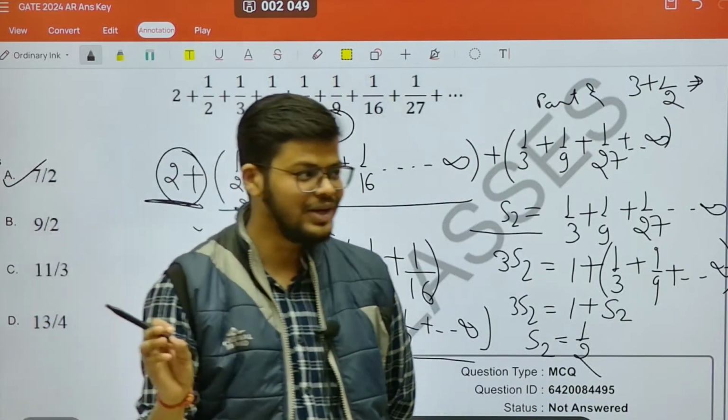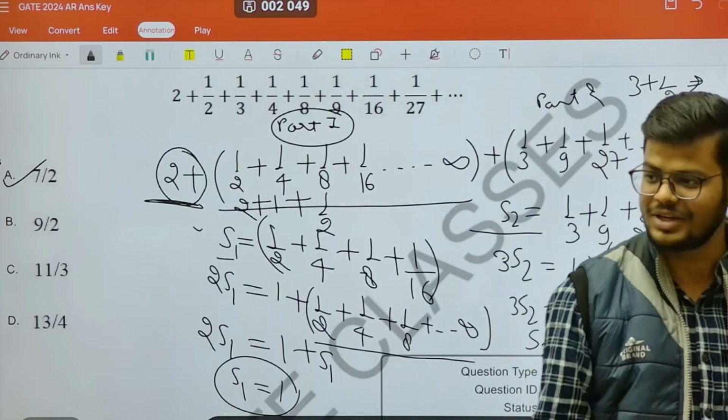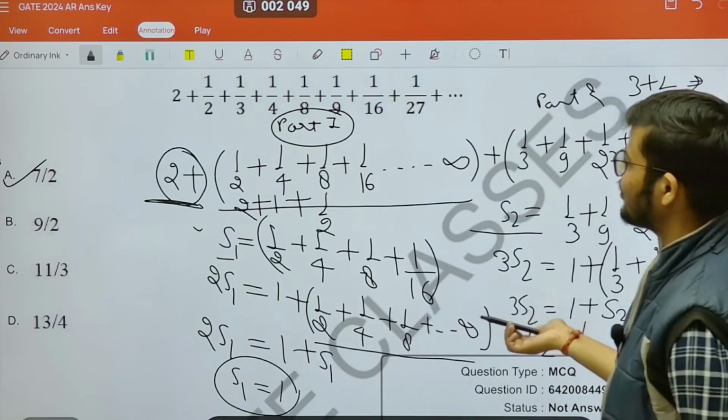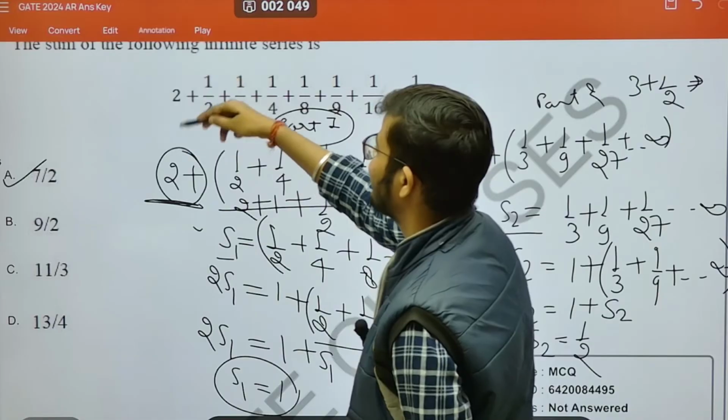If you still have any doubt in this question, you can let us know in the chat box. This becomes very easy from the topic of sequence and series that we already did in the classroom course also.